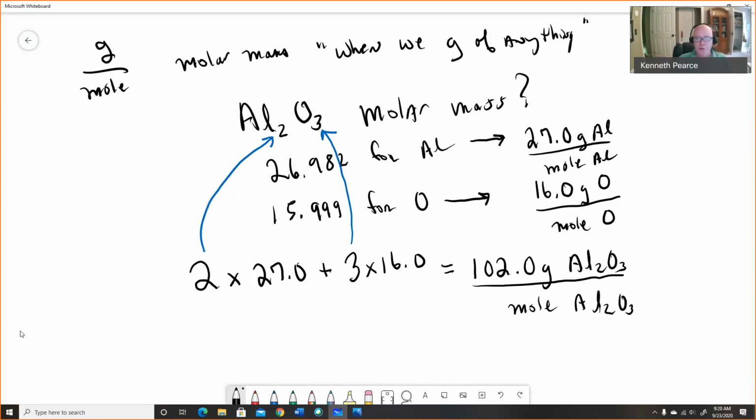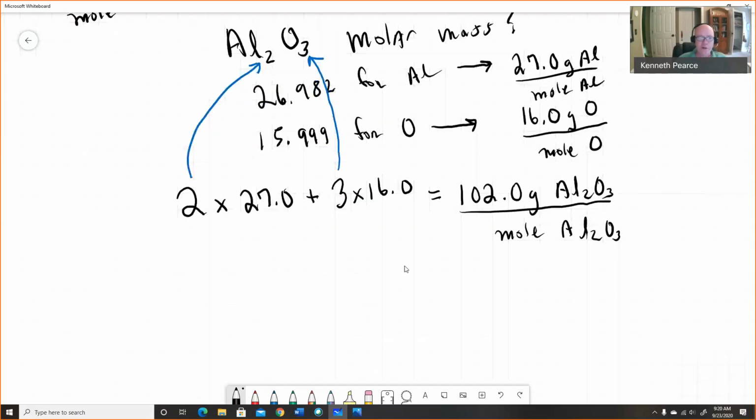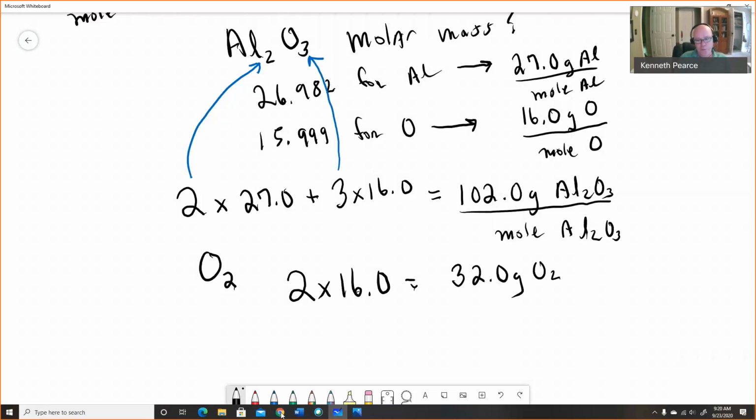We can do the same sort of thing for, let's say, oxygen gas. Oxygen gas is O2. That means you have 2 atoms of oxygen for every molecule of oxygen. And so in that case, well, oxygen is still 16.0 grams, so we say 2 times 16.0. Remember, we're rounding to 1 decimal, and that would be 32.0 grams oxygen for every mole oxygen.